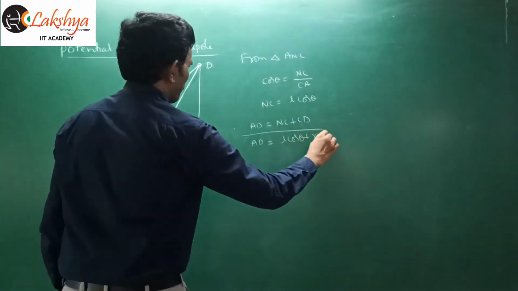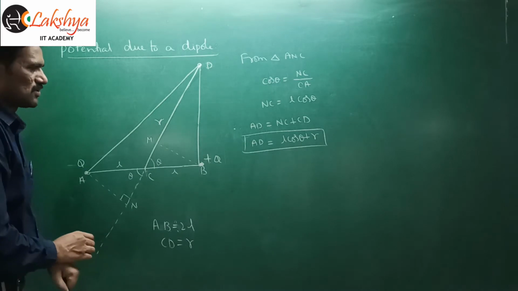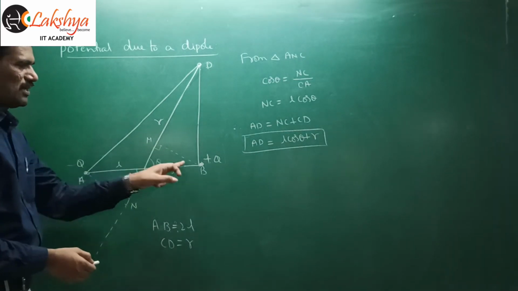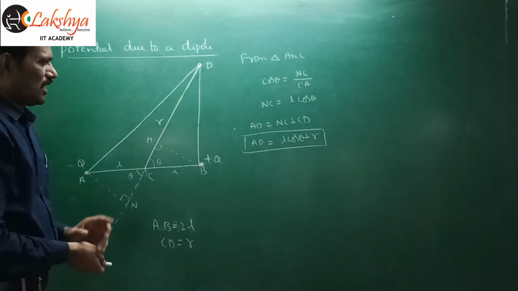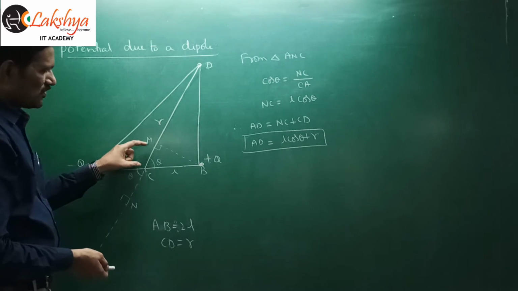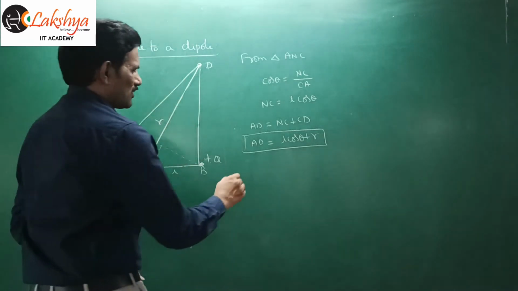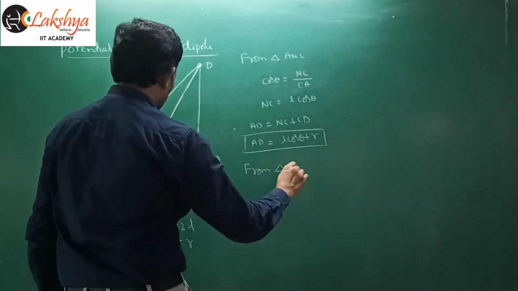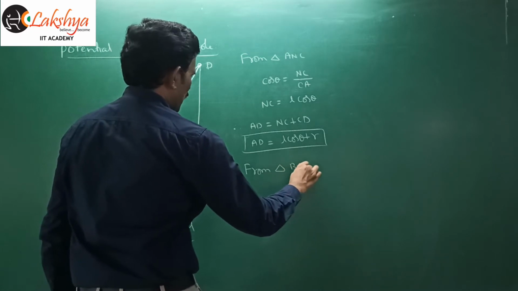Now similarly, we can calculate this BD distance. For writing that BD distance, again I am drawing this normal here, so that BD distance and MD distance are both equal. To calculate this, we just need to write this CM distance, and that is also similar to this. So from the triangle, I am taking BMC.